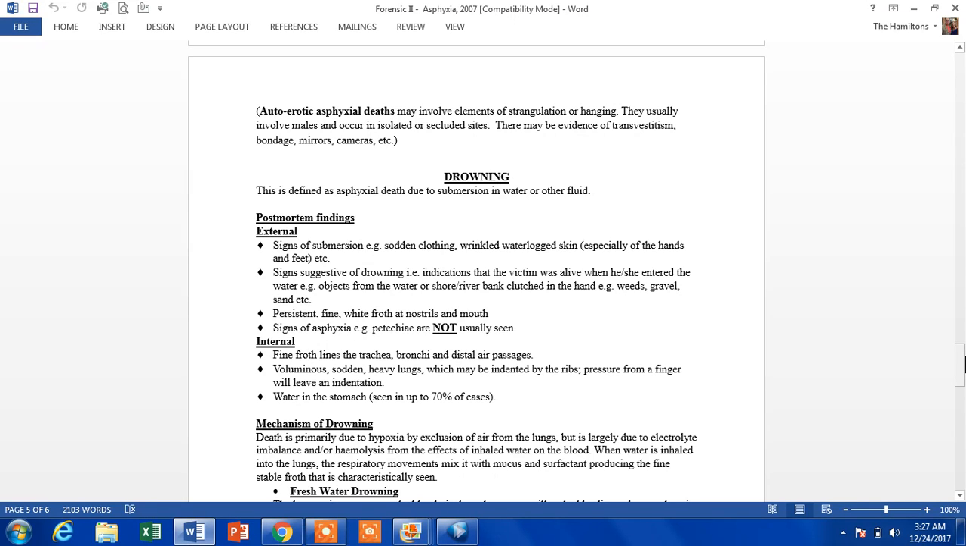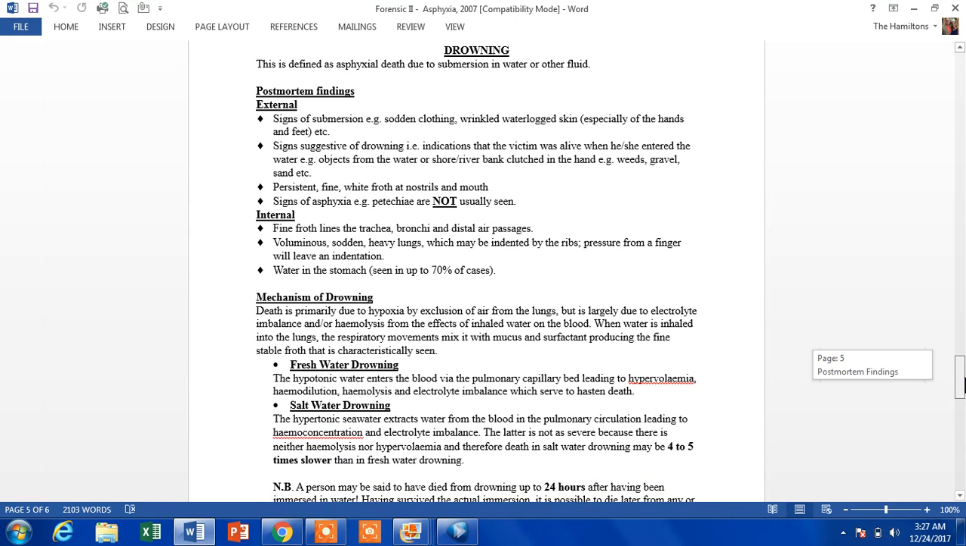Mechanism of drowning. Death is primarily due to hypoxia by exclusion of air from the lungs, but is also largely due to electrolyte imbalance and or hemolysis from the effects of inhaled water on the blood. When water is inhaled into the lungs, the respiratory movements mix it with mucus and surfactant, producing the fine stable froth that is characteristically seen.